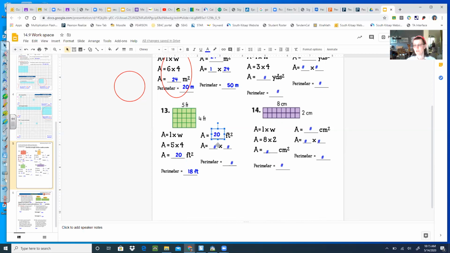Now I need to think of another way to make a shape of 20. I'm not going to go with a 1 by again. Let's go with a 2 by, because 20 is an even number. So let's make it a 2 by, what would you multiply 2 times to get 20? Hopefully you went, well, 10, Mrs. Mears. Okay, so now I have to think of my perimeter. 10 plus 2 is 12. 12 plus 12 is 24, and I need to label it feet.